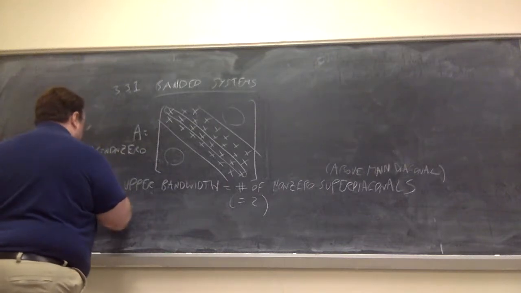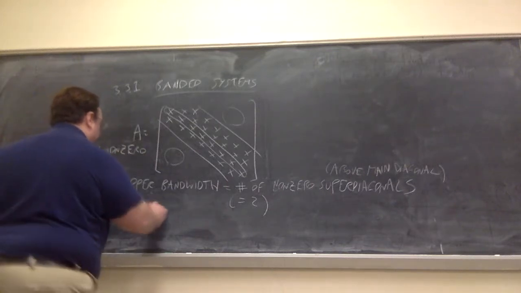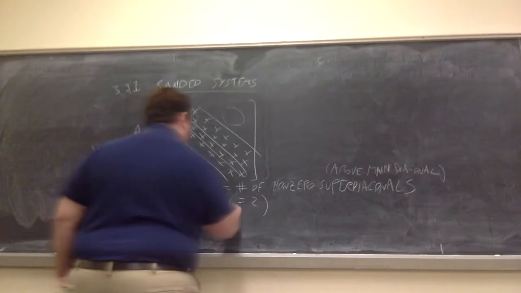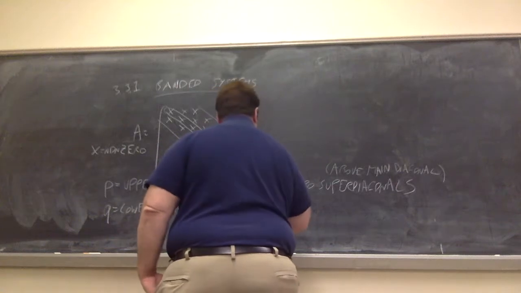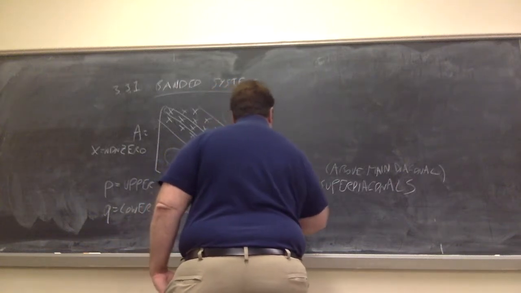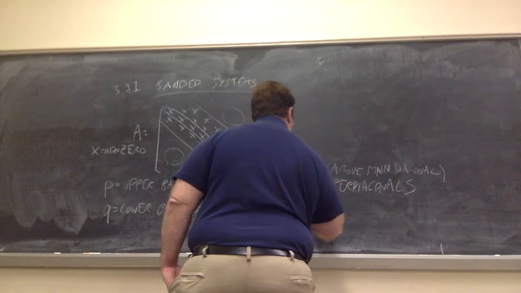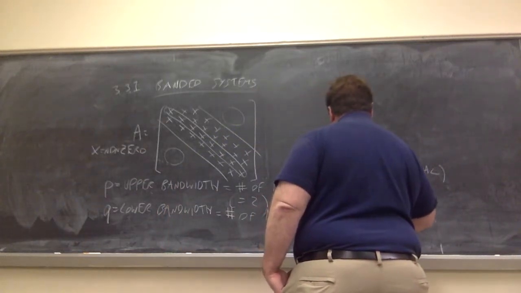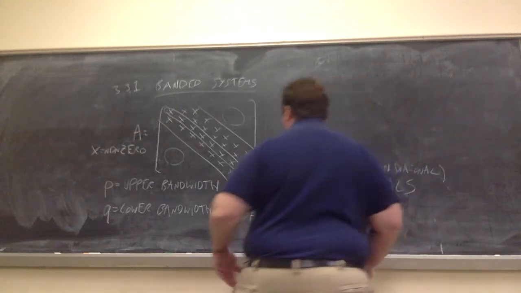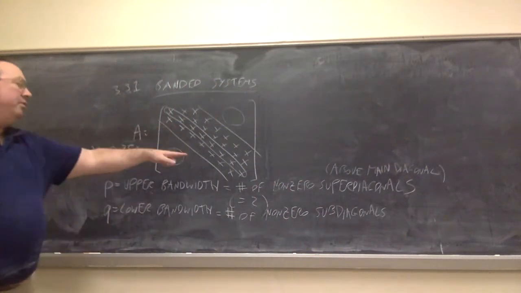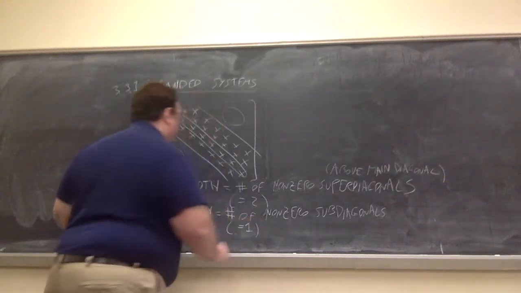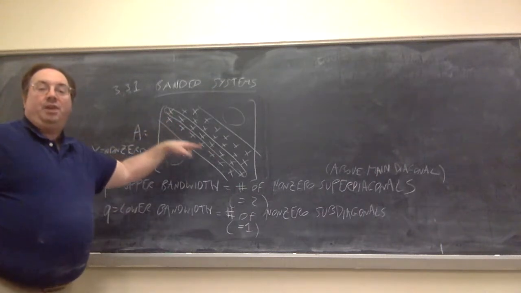Okay, that's upper bandwidth. Q is the lower bandwidth, and that's equal to the number of non-zero subdiagonals. As the name suggests, more intuitively than superdiagonals, these are diagonals that are below the main diagonal. Here, the lower bandwidth is only equal to 1. There's only one non-zero subdiagonal.